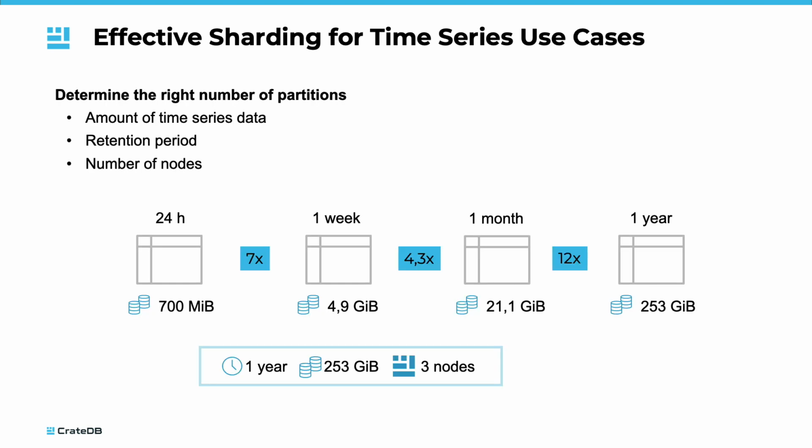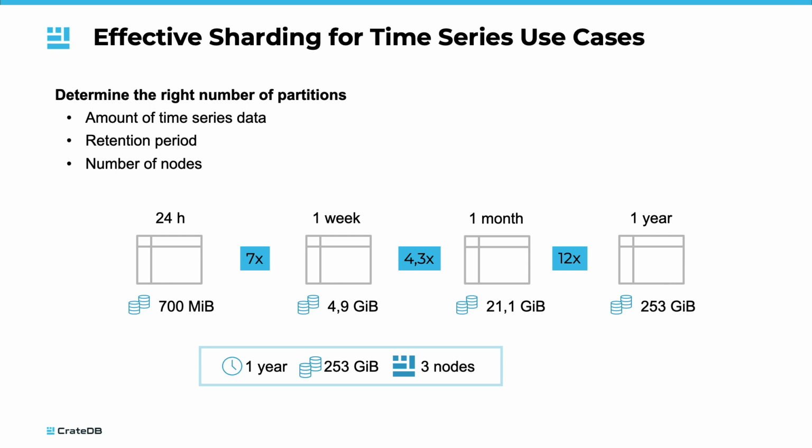Choosing the correct partitioning strategy means finding a balance between the granularity of partitions and the overall number of partitions, which impacts the cluster's performance and manageability. Some factors to be considered are: 1. The amount of time series data. Consider the volume of data you expect to ingest into your CrateDB cluster. Larger datasets may benefit from more granular partitioning to prevent any single partition from becoming too large, which could slow down query performance. 2. The retention period.